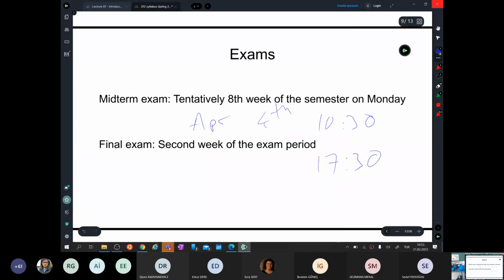You might be a little bit late to home on that day, April 4th. Again, this is tentative. We are going to talk about our exam date around 6th week, 7th week, so just remind me about that when we come to 6th week or 7th week. The final exam usually we do it on the 2nd week of the exam period, and exam periods are already in the academical calendar.